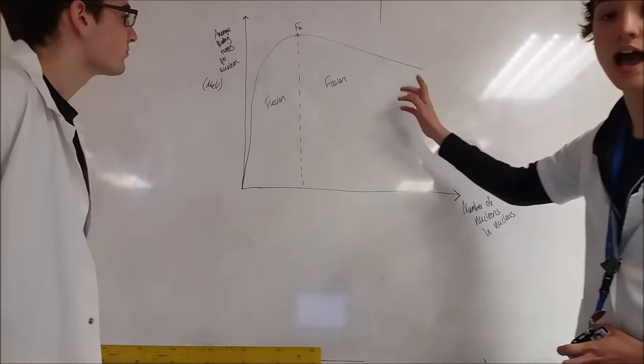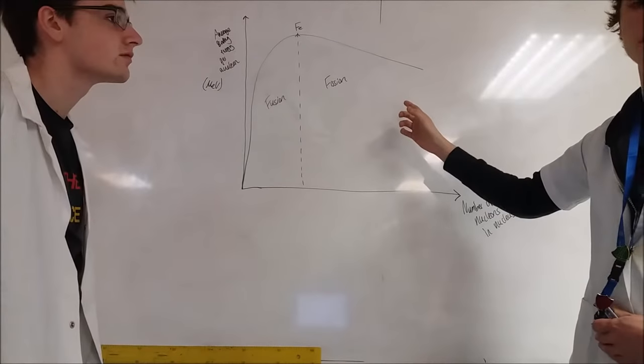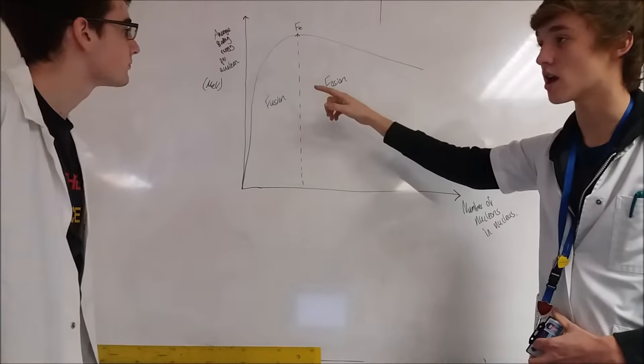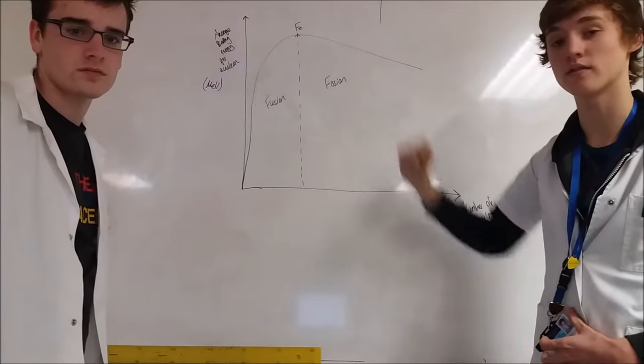This curve indicates how stable atomic nuclei are. The higher the curve, the more stable the nucleus. Notice the characteristic shape and the peak near iron. These are the most stable in the universe.